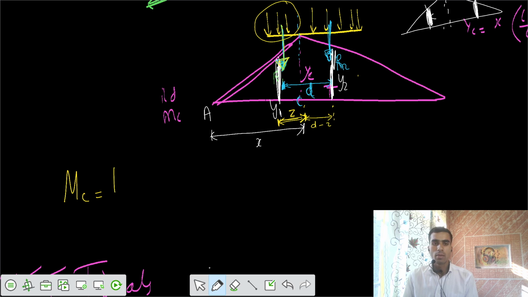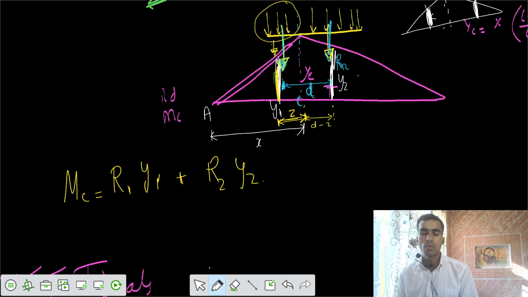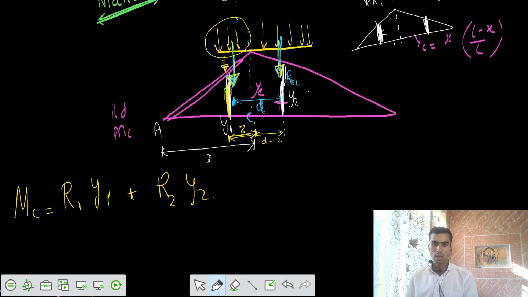Some load r1 is acting here on the beam with ordinate y1, plus there is the total load r2, the resultant of loads on the right, with ordinate y2. So the moment at c is r1 into y1 plus r2 into y2. I want to maximize this value, I want it to be maximum.